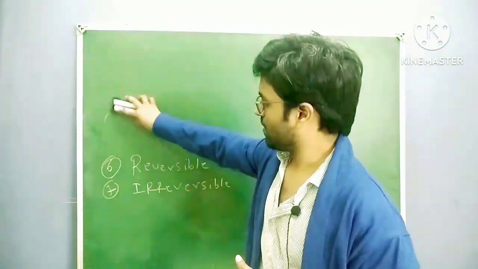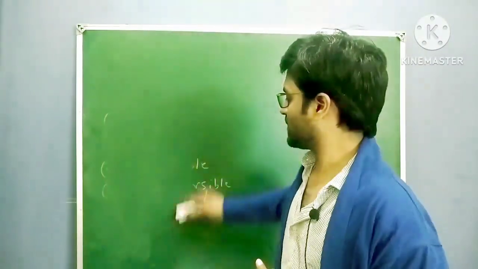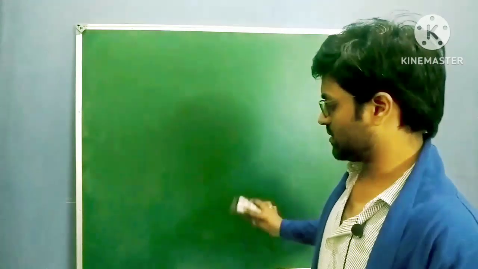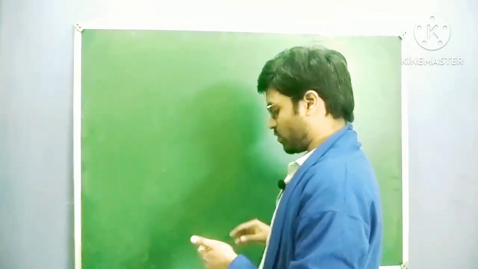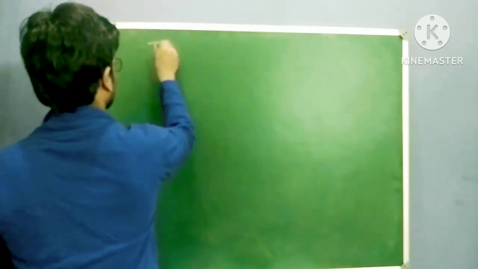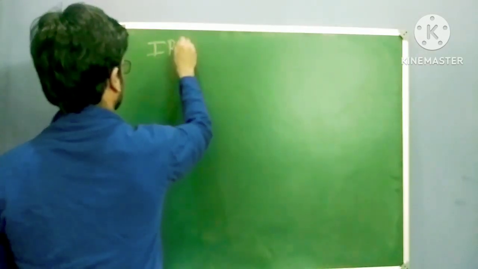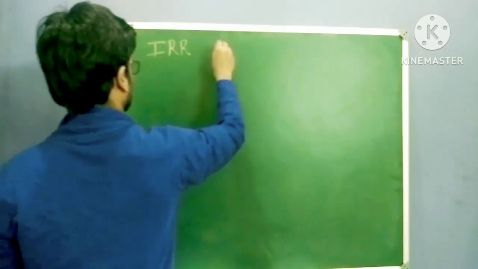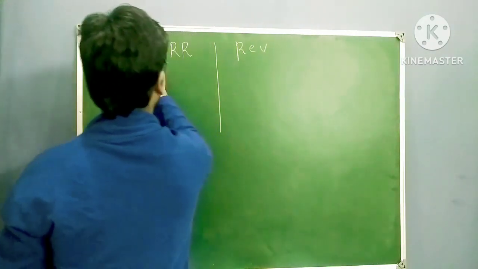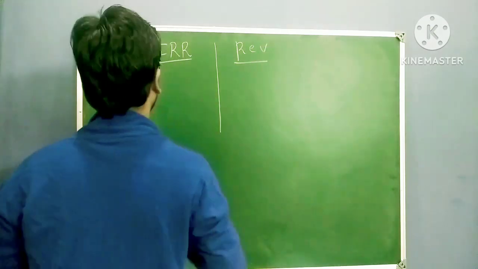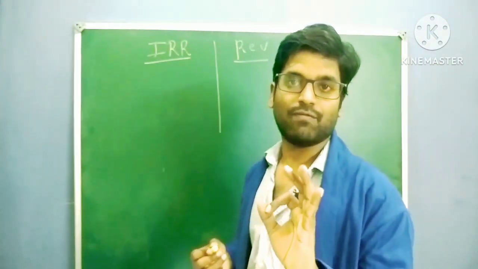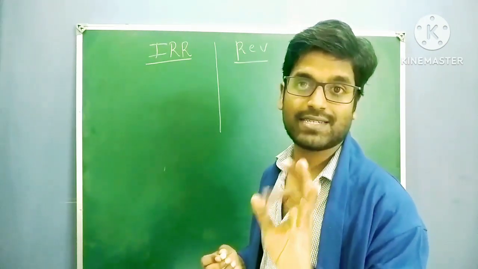After this, we have reversible process and irreversible process. So what is irreversible and what is reversible? First of all, here I am writing irreversible process. Here I am writing reversible process. Okay, here irreversible process, here reversible process. Simple. An irreversible process will complete in one step, or we can say finite steps.